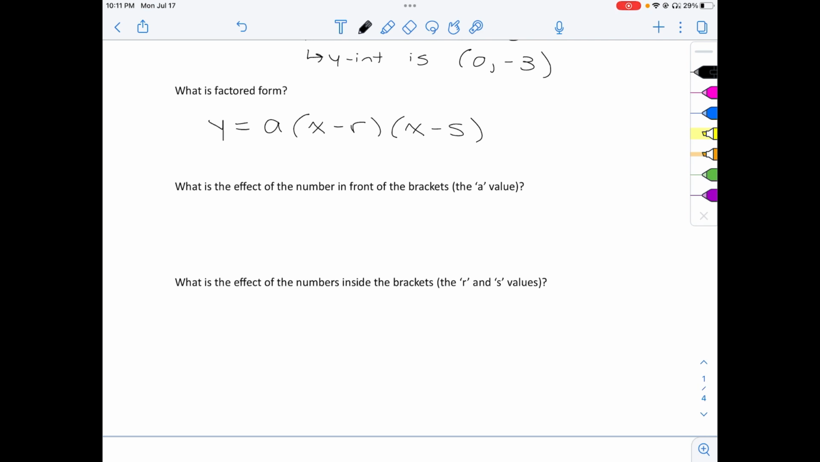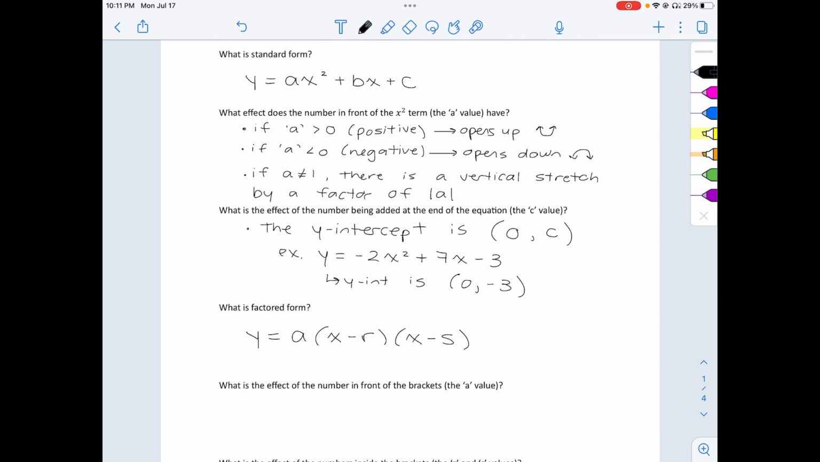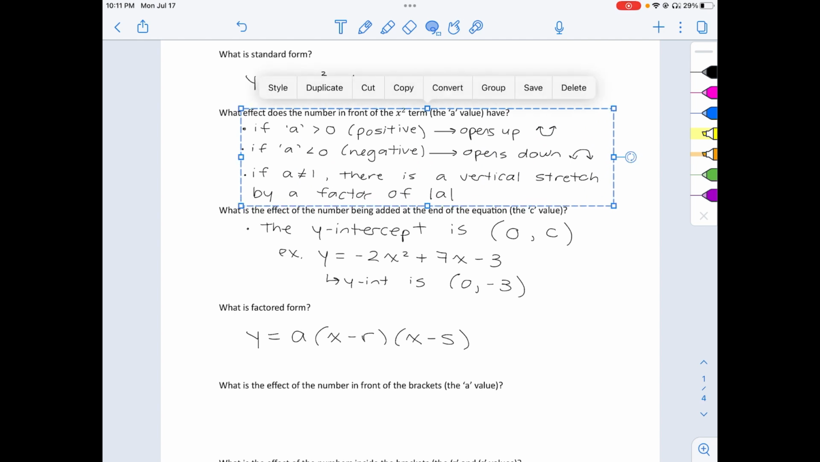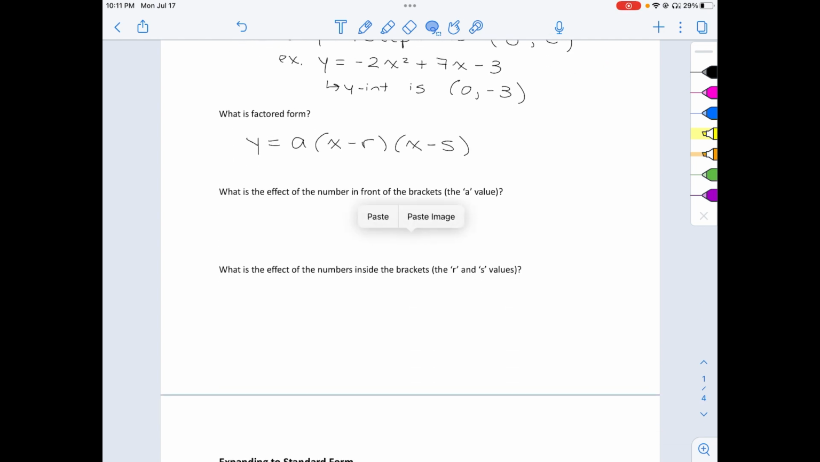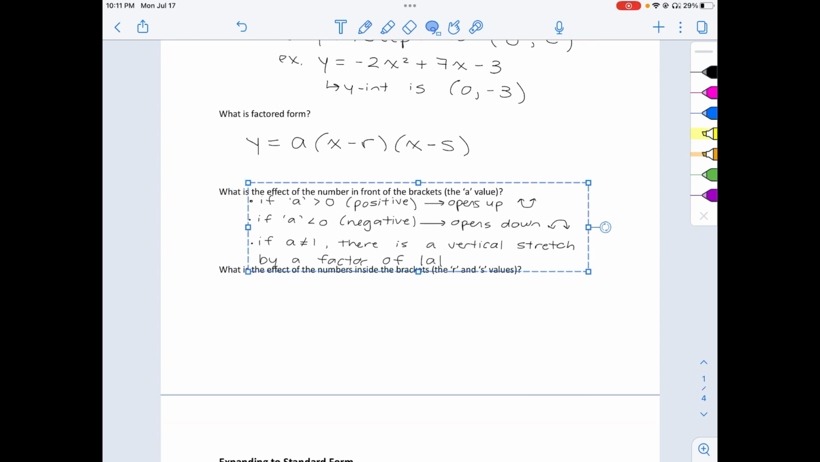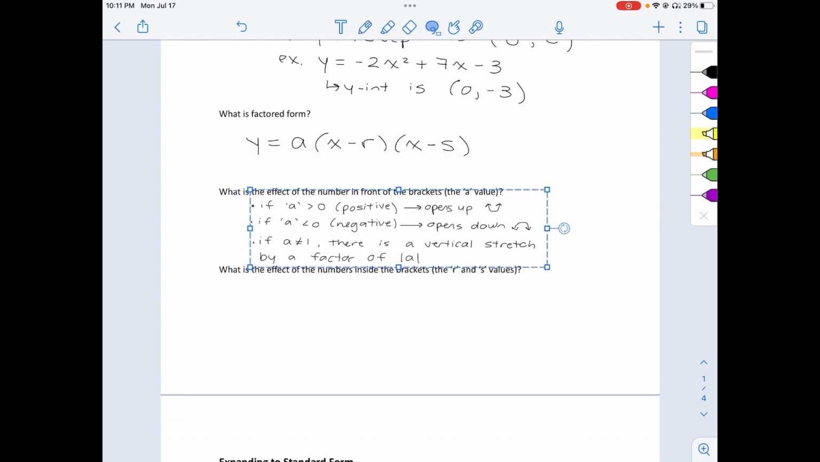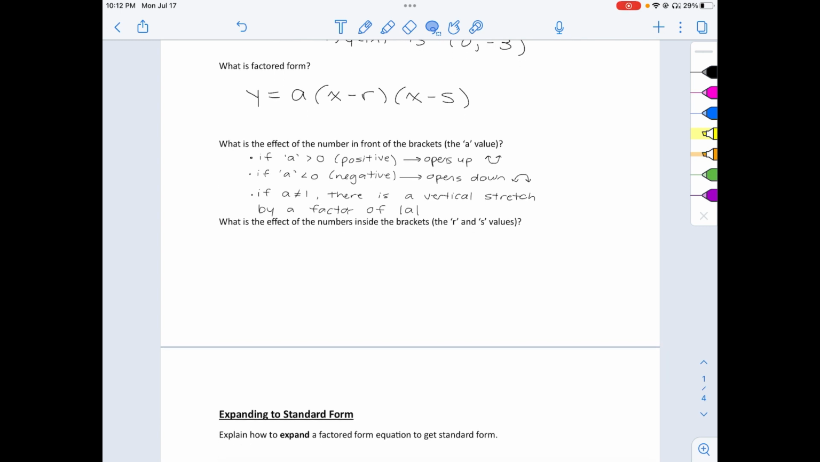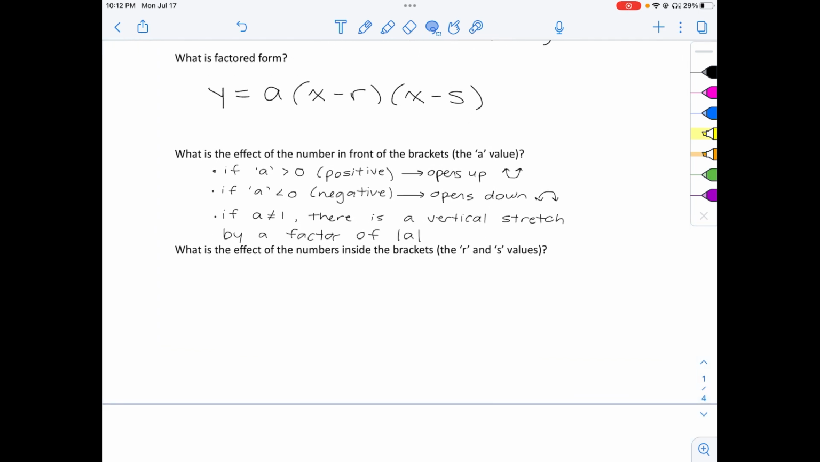Now, the number in front of the brackets we see is also a, so it's likely safe to assume, if you've done so already, that it has the same effect as the a value in both of our other forms of the equation. So I'm just going to copy this information here. Okay, so similarly to vertex form and standard form, if the a value is positive, that is telling us that the parabola is opening up. If the a value is negative, that's telling us that the parabola is opening down. And if the a value is any number other than 1, then there's a vertical stretch by a factor of the absolute value of a. Okay, so we use a in all three equations because it means the same thing in all three equations.